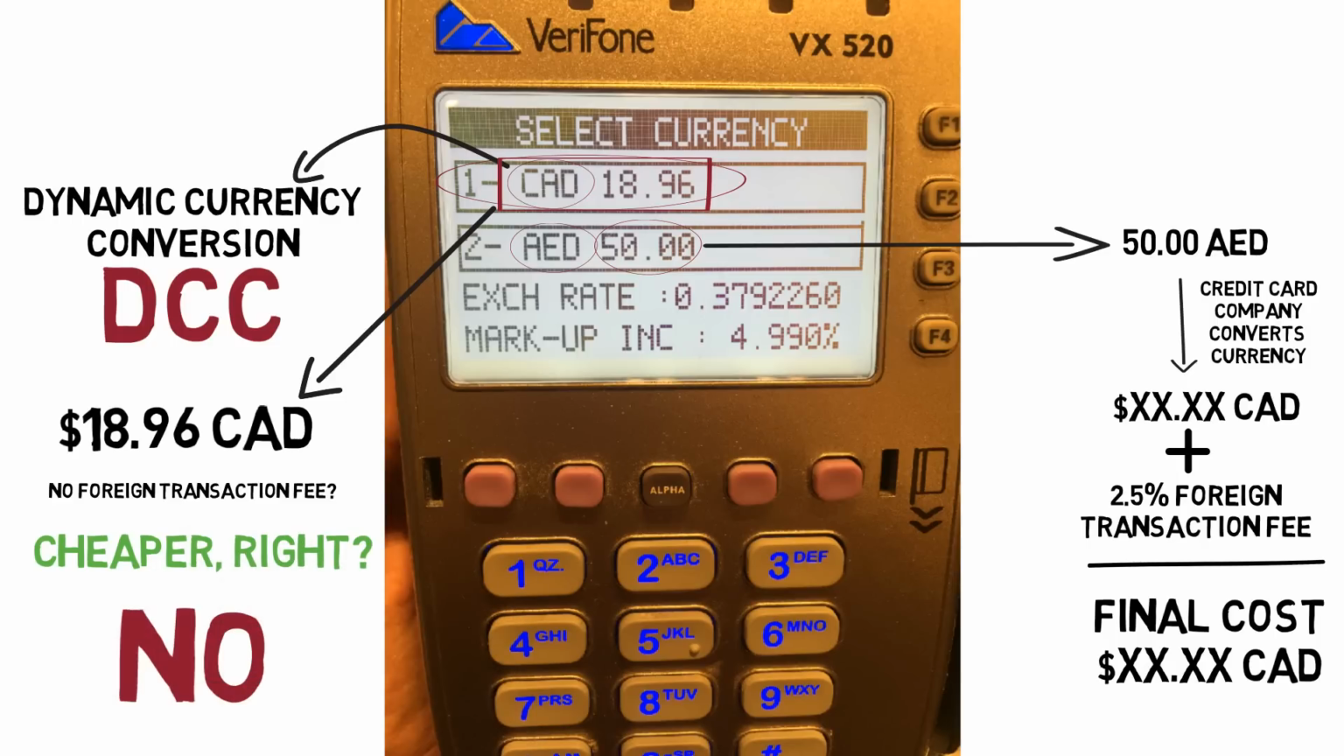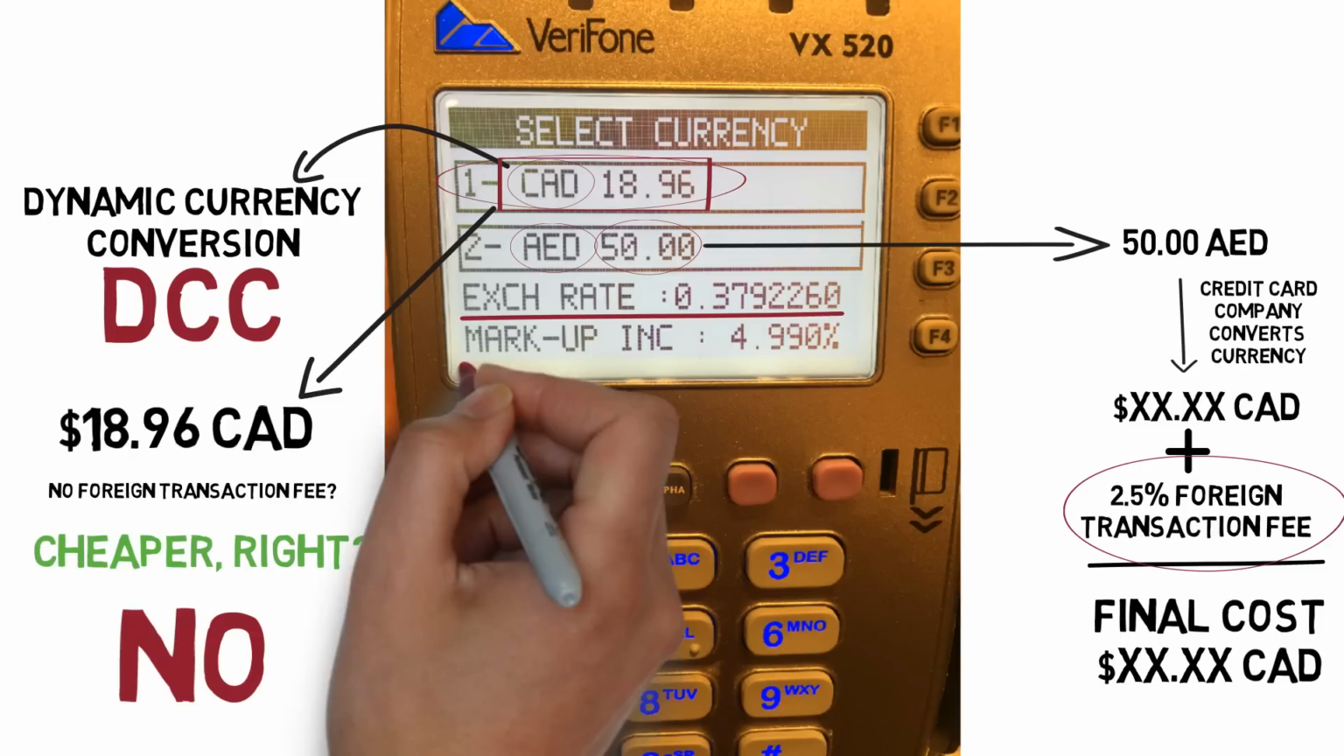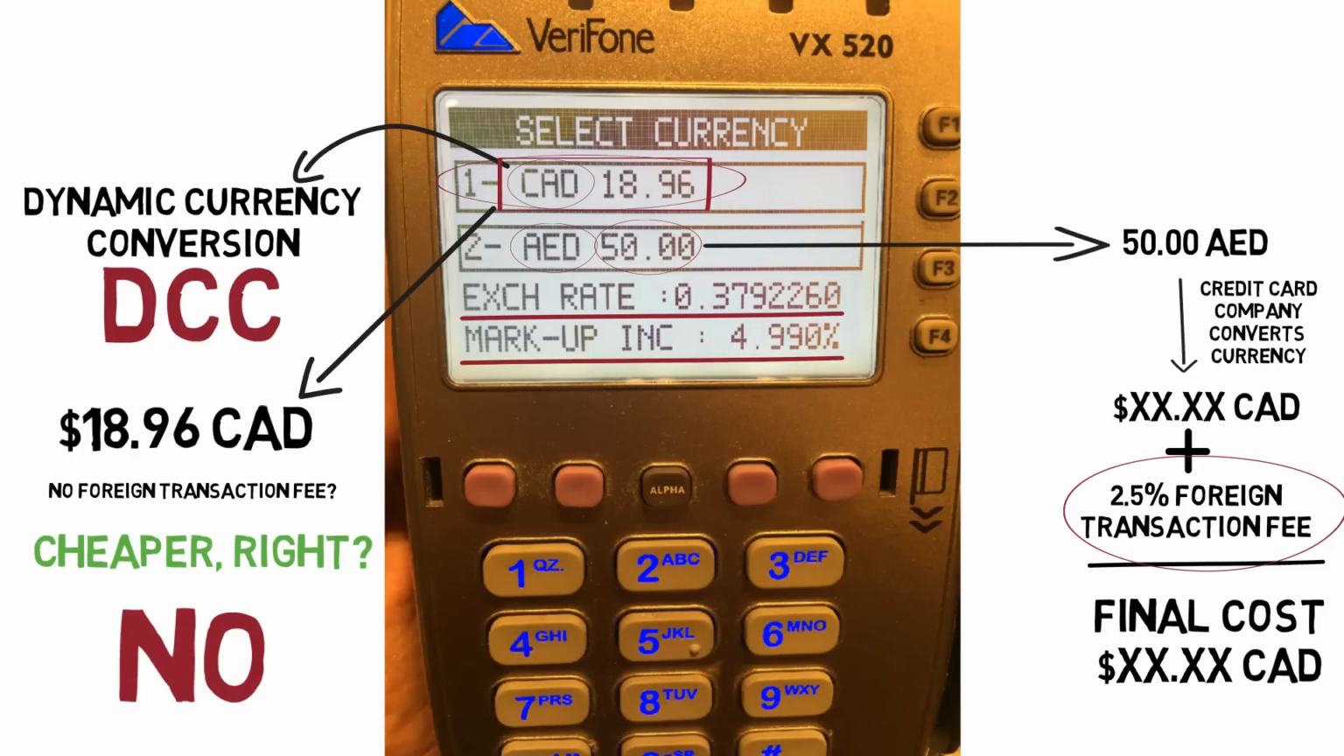Think again. In the quest to save 2.5% in that credit card foreign transaction fee, you might end up paying way more. And there are up to 3 reasons why. Number 1, you may end up getting an uncompetitive exchange rate. Number 2, you will pay a markup fee that is usually greater than 2.5%. And number 3, your credit card company may still charge you the 2.5% fee for the transaction simply because it takes place in a foreign country, even though it was processed in your home currency.